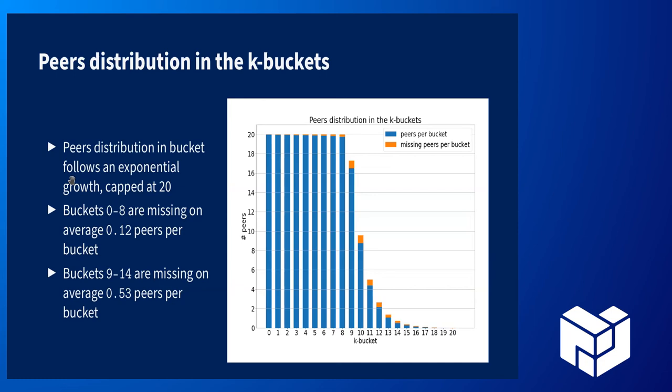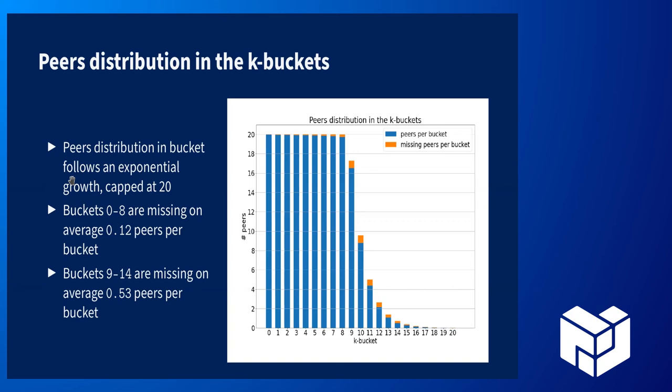Now to the next measurement. So now we want to see if the distribution of the peers in the K buckets is as we expected. As the peer IDs are expected to be generated randomly over the key space of 256 bits, we expect that there will be a halving of the candidates that are eligible for each of the buckets. And so we can see that bucket 0 to 8 are capped at the maximum of 20. And then we can see this exponential decline going down. And so that's exactly the number we expected, which is good.